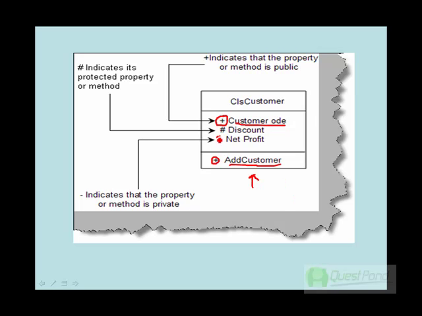The negative sign before the property or the method indicates that this is a private entity, a private property or a private method. So clients who create objects of CLS customer will not be able to view the net profit property. It is encapsulated and protected from the outside world.